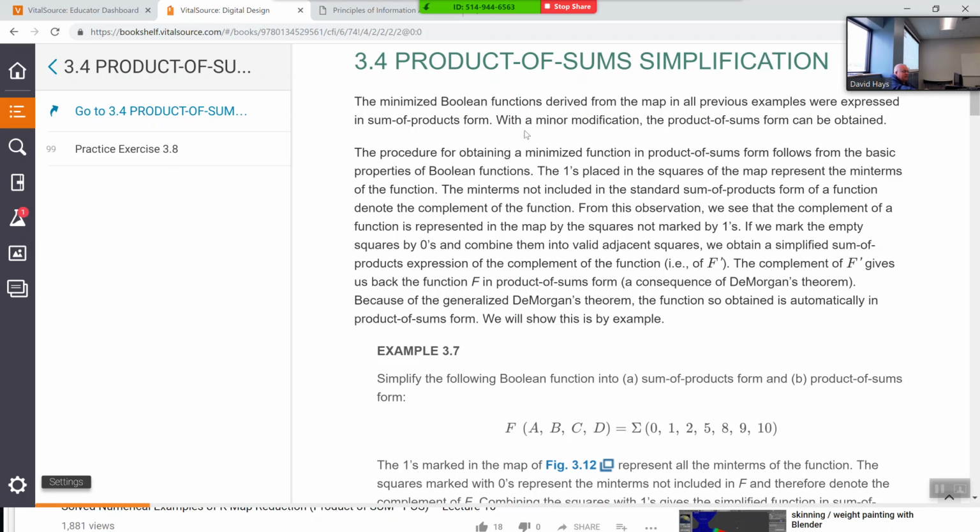Okay. Now the product of sums simplification. The minimized Boolean functions derived from the map in all previous examples were expressed in the sum of products form. What we just reviewed with that one example. With a minor modification, the product of sums form can be obtained. The procedure for obtaining a minimized function in product of sums form follows from the basic properties of Boolean functions. The ones placed in the squares of the map represent the min-terms of the function. The min-terms not included in the standard sum of products denote the complement of the function.